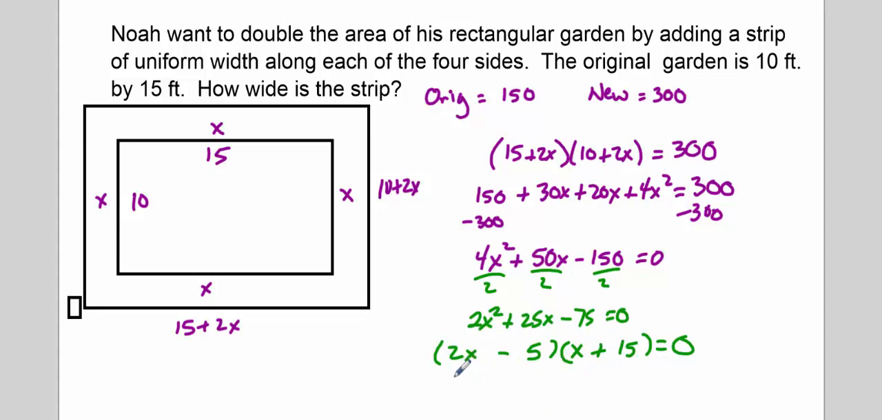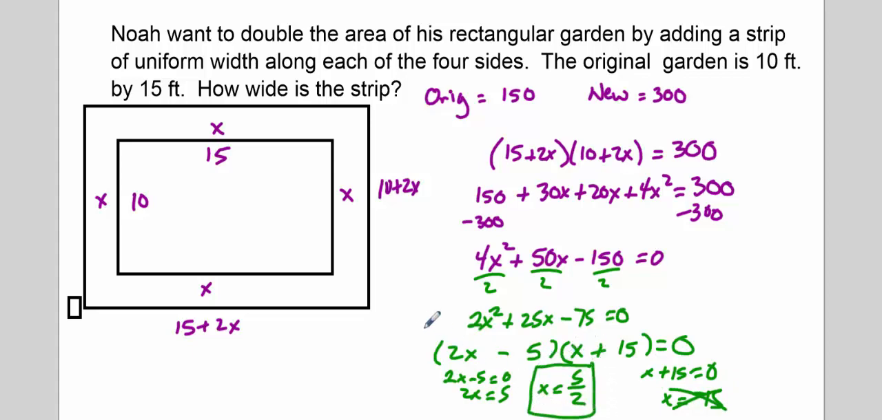Zero product principle exists, so I can say 2x minus 5 equals 0. 2x equals 5, and then x equals 5 halves. And then x plus 15 equals 0, and x equals negative 15. The x equals negative 15 is not a possible solution because we can't dig up negative space. Cross that off. So my trench around is 2.5 feet.